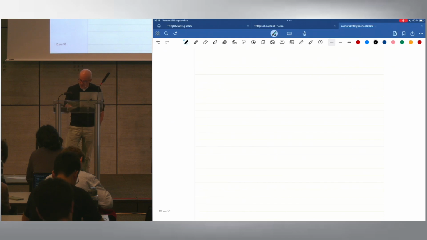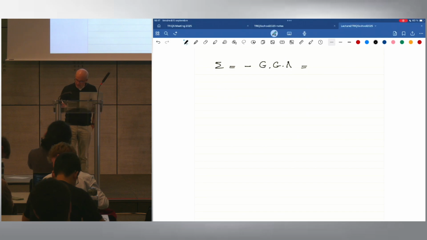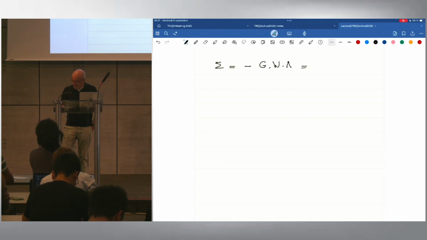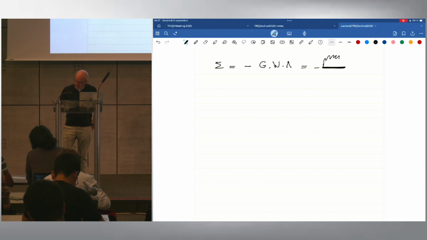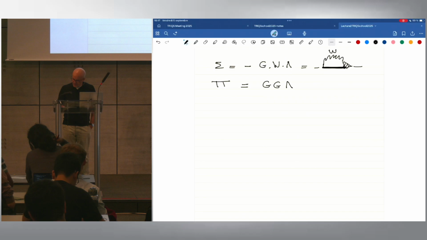It can be shown, that's the Hedin equations, that sigma is equal to minus G W lambda, which diagrammatically is something like this. You have a fermionic line, which is full. You have my interaction W, which is also dressed. And here is my three-particle vertex. Okay? And pi is G G lambda. So it is something like this.